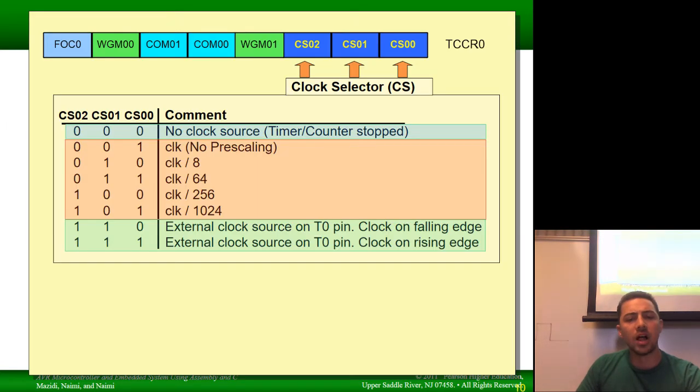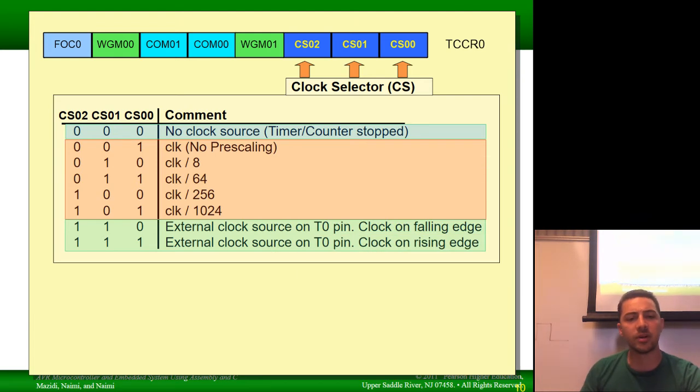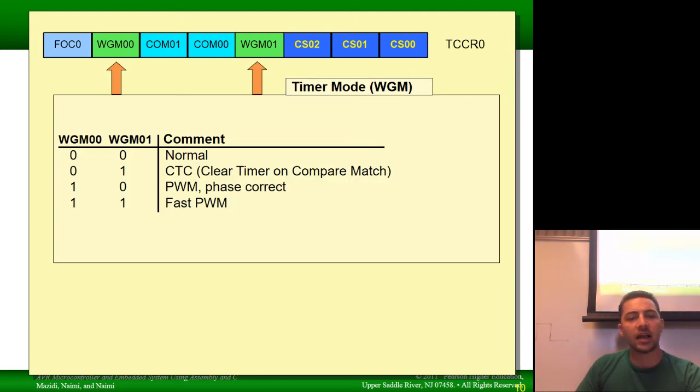All right, so clock source bits, we've done, yeah, pre-scaler. These are from previous slides. We've got CTC mode and we've got normal mode taken care of. We've seen those before. Today we're going to be mostly talking about fast PWM mode.